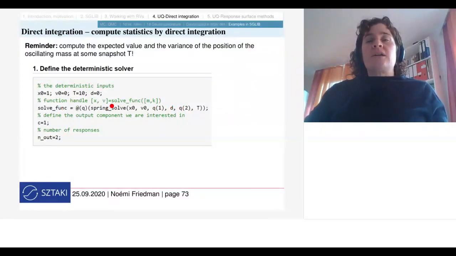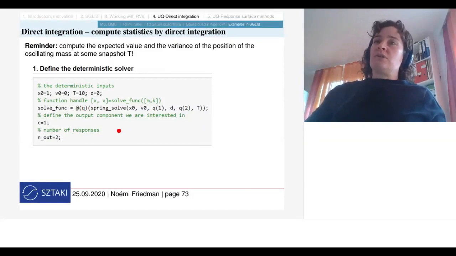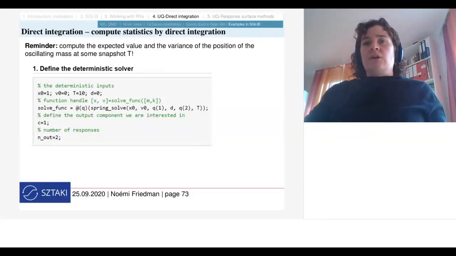So it takes all these inputs, but I want to fix those inputs. So I make a function which depends only on k and m. So I create a q vector whose first element is the k and the second element is the m. And now I have this random vector, and I want to compute the mean of the solution due to the uncertainties of this q random vector.